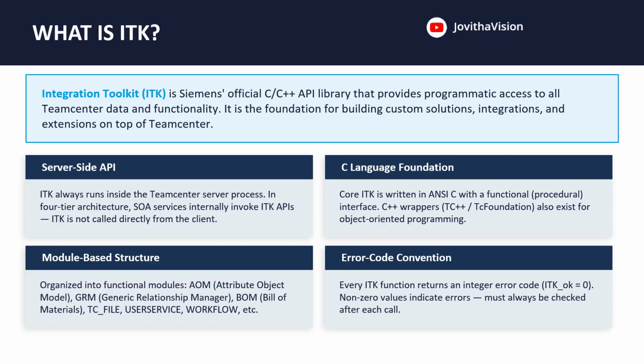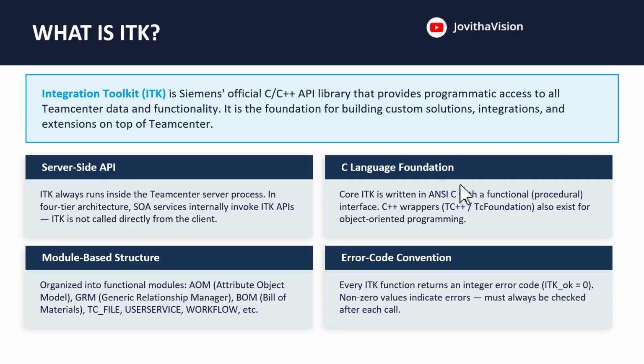Now, here are the four key characteristics you need to know. First, it's always server side. This is one of the most important things to get right. ITK does not run as a standalone program and it's not directly called from a client application. ITK code always executes inside the Teamcenter server process. In four-tier architecture, your SOA services run server side and they internally invoke ITK APIs. The client does not touch ITK directly.